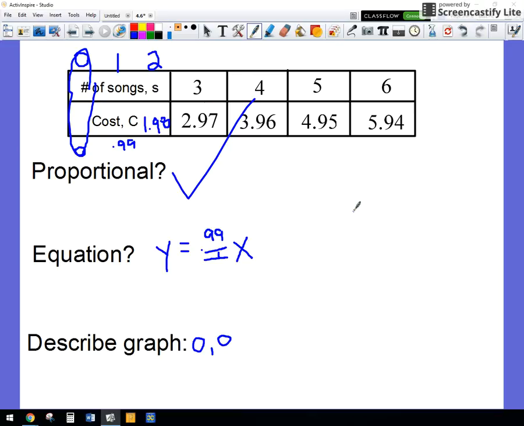So that's all we're going to talk about with direct variation, but it is expected that you guys will be able to identify whether an equation or graph, as we saw on the last page, show direct variation. Oh, you'll also have to be able to do it from a table.